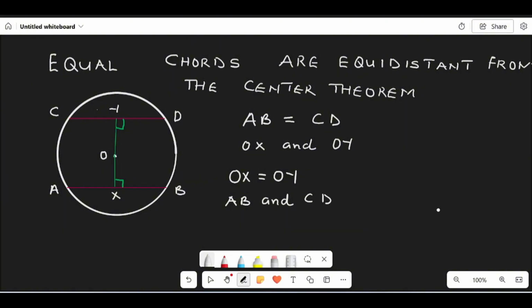What is the distance from the center? It is the length of the perpendicular line drawn from the center of the circle to the chord. In this diagram, O is the center and AB is a chord. Then the distance is the length of OX, where OX is perpendicular to AB.